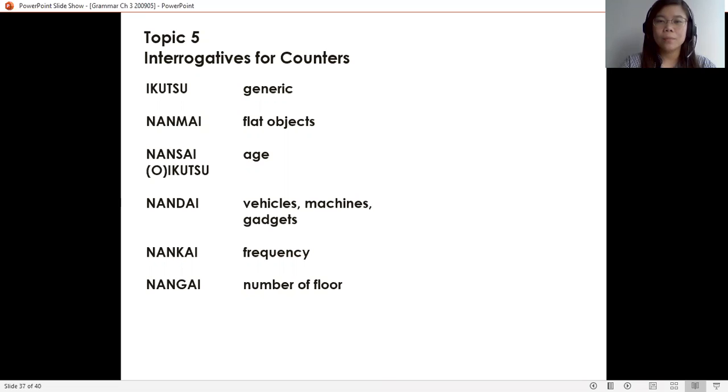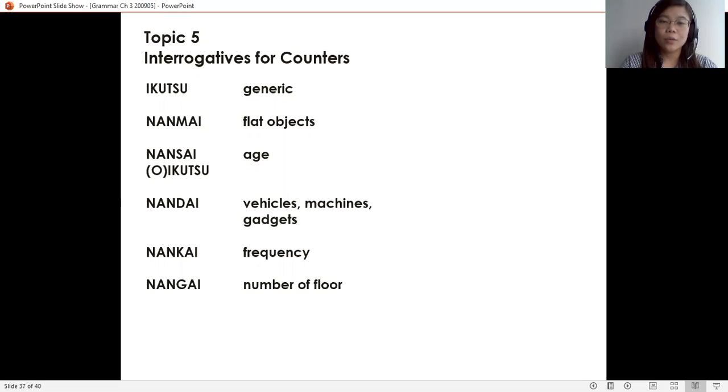Okay, so now let's look at our interrogatives for our counters. These are the interrogatives or question words that we will use when you want to ask how many, or maybe how many times, there is of something. For the generic, we can use ikutsu. For flat objects, nanmai. For age, nansai or oikutsu. Nandai is for vehicles, machines, gadgets. Nankai for frequency. Nangai, number of floors. We just basically added nan in front of our counter.